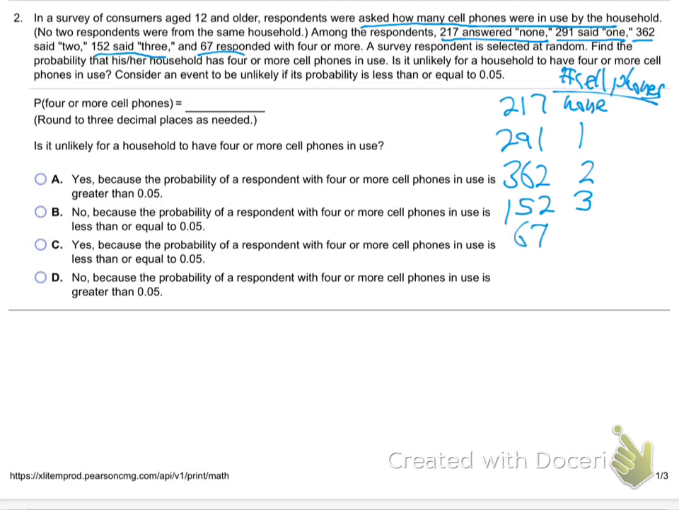67 said 4 or more. A survey respondent is selected at random. Find the probability that his or her household has 4 or more. So the probability of 4 or more.